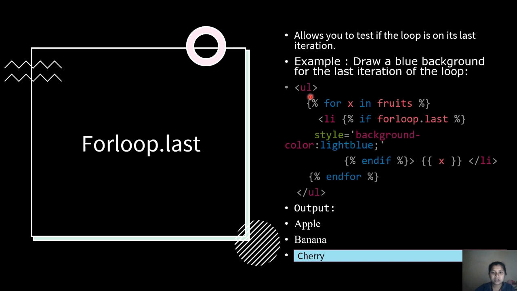So here is the syntax of how we can use this forloop.last variable. Initially we are creating the unordered list, then the for loop, that is for x in fruits. Then in that we will list the items. In that list we will check if forloop.last, which means for each item it will check whether the iteration is at the last, then it will give the.